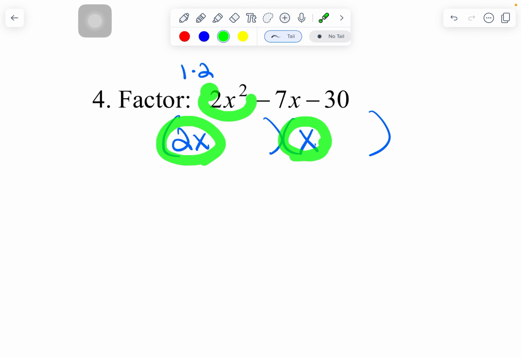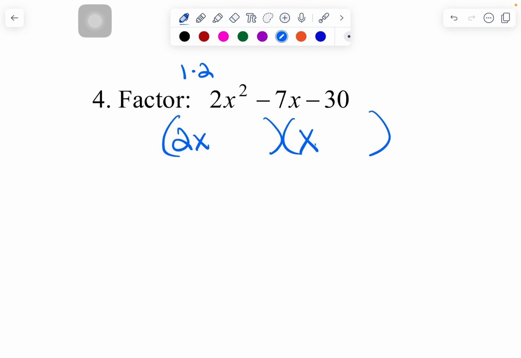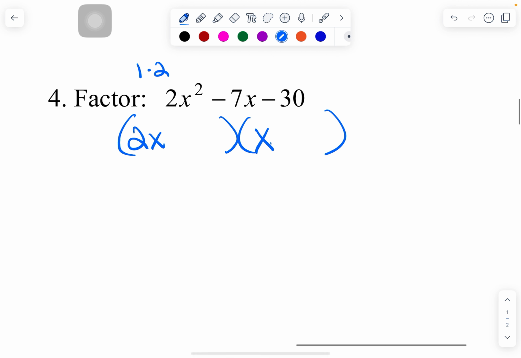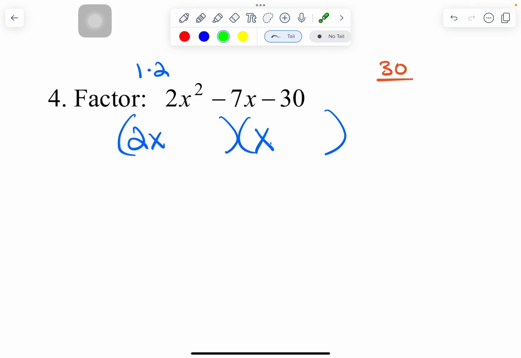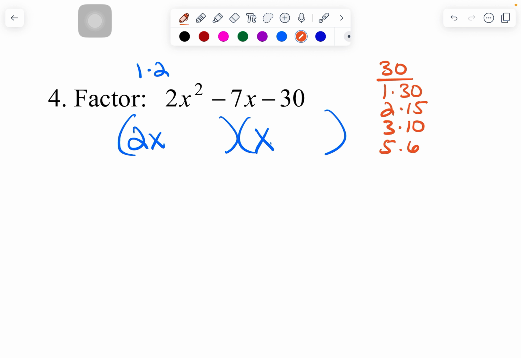2x times x is 2x squared. Now I want to think about what multiplies to 30. There's a few different things here that multiply to 30, so I'm just going to list them out. 1 times 30, 2 times 15, 3 times 10, and 5 times 6. I believe that covers everything.